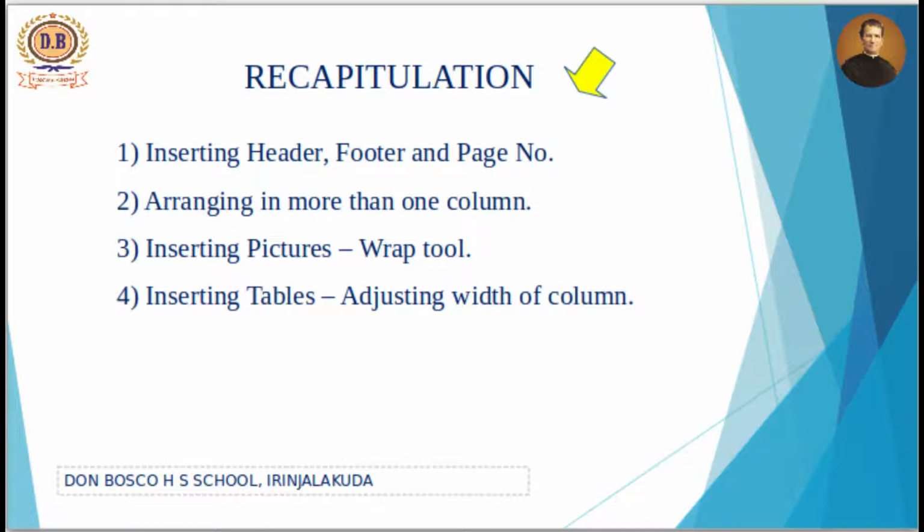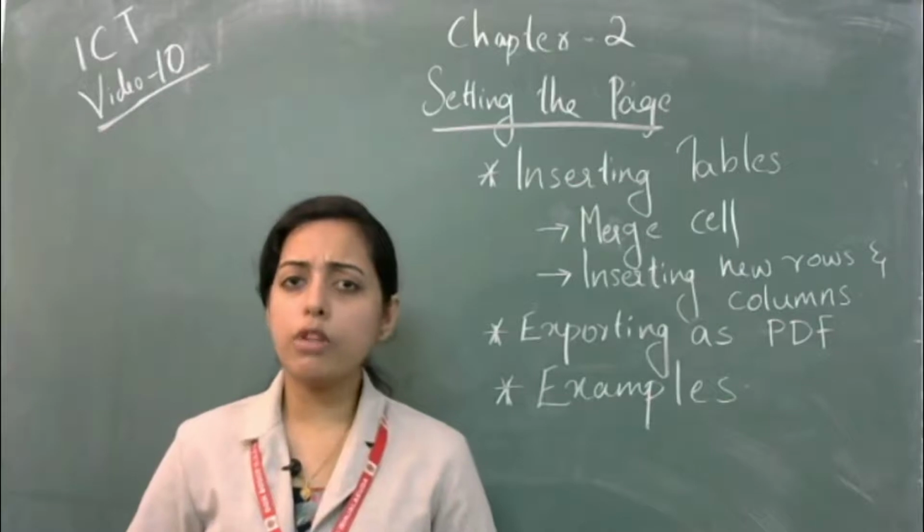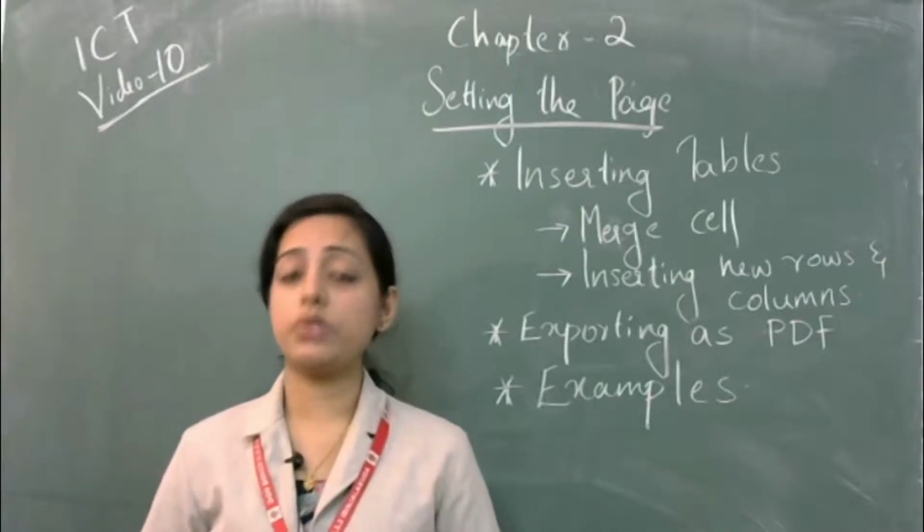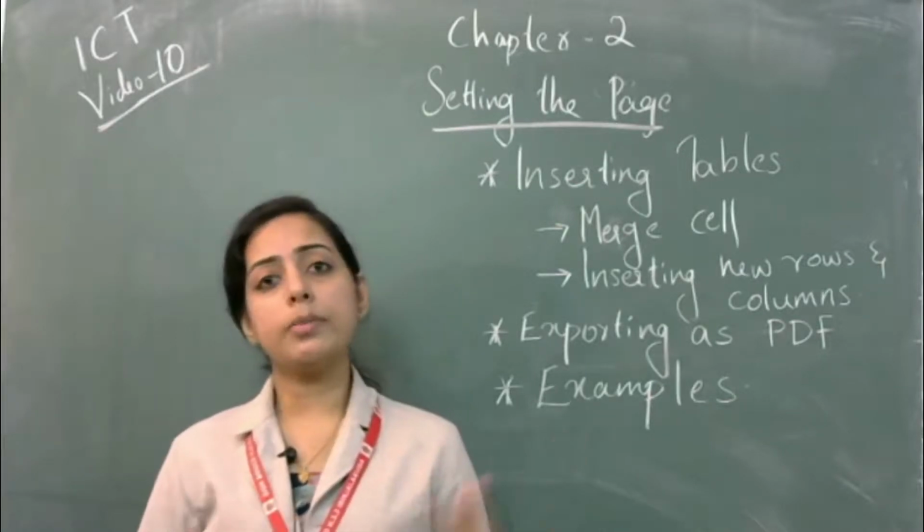So what is the use of the wrap tool? By using the wrap tool, we can adjust both contents and pictures equally. And the last topic which we discussed in the previous class was how to insert tables. There you studied one tool called the auto width option for adjusting the width of columns equally. Otherwise we can do it using the manual method. So these are the 4 topics which we discussed in the previous class. I hope all of you remember all those activities which we have completed already in the previous classes.